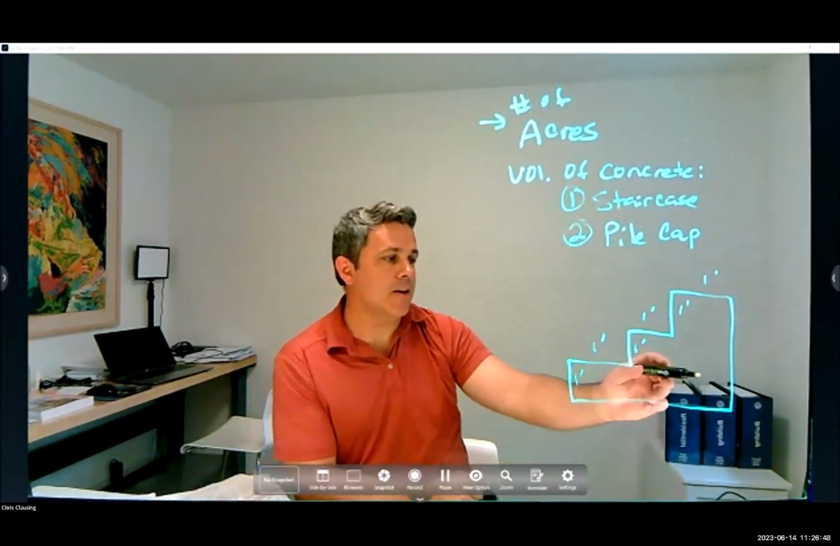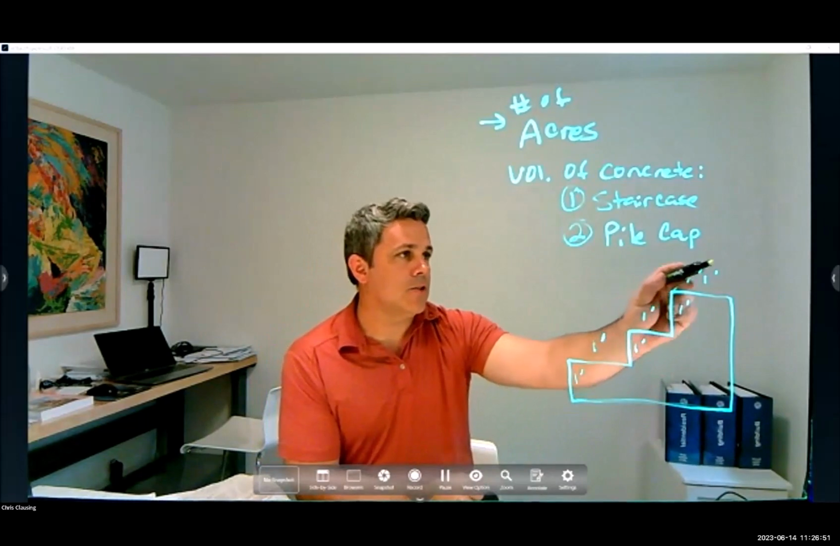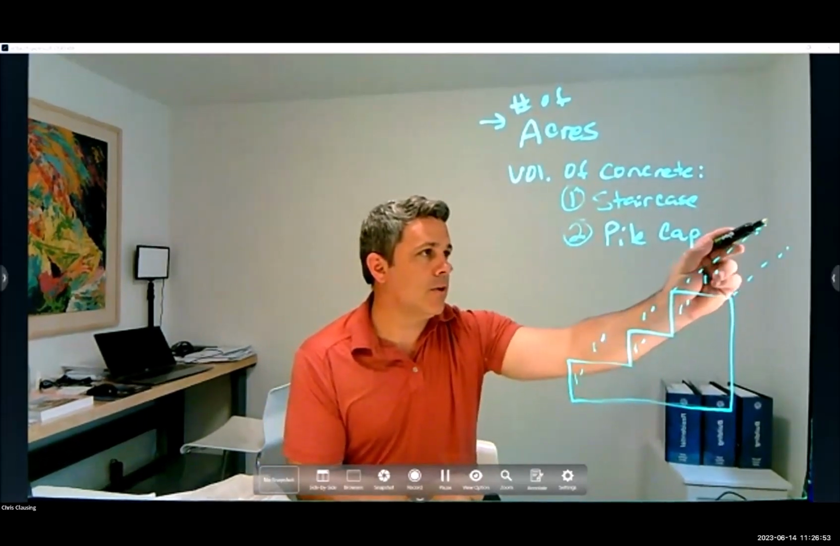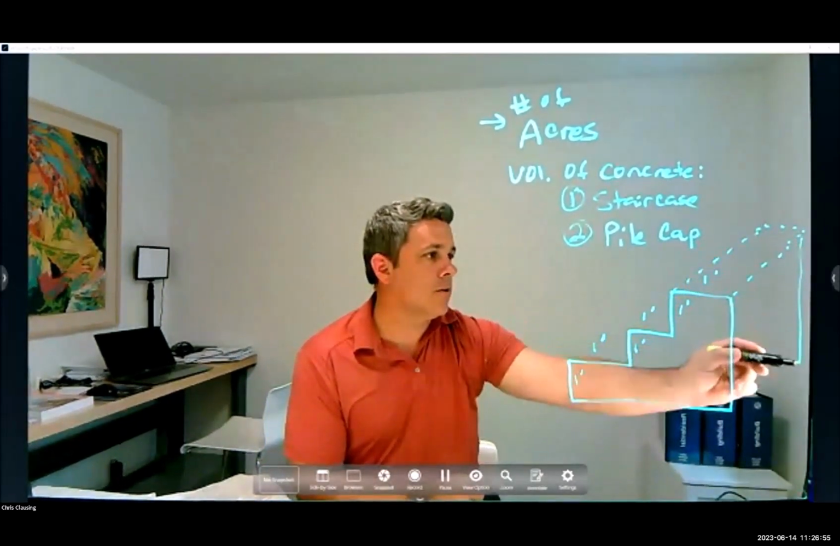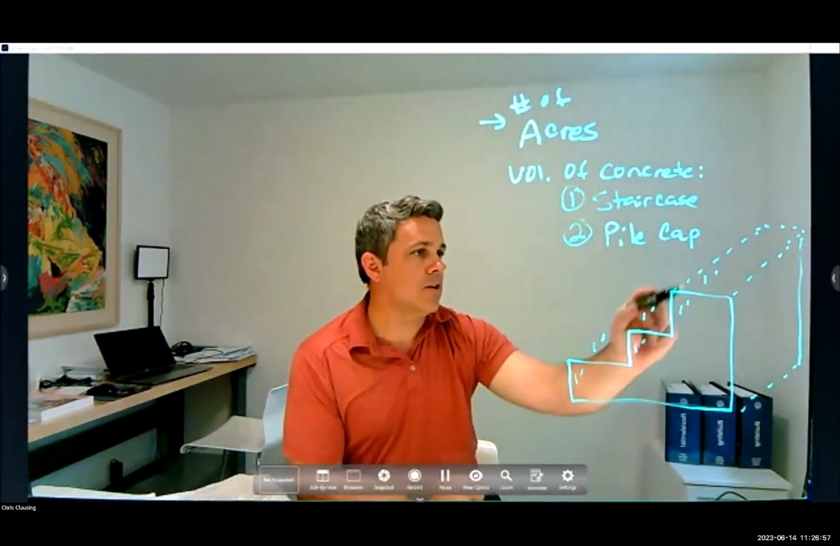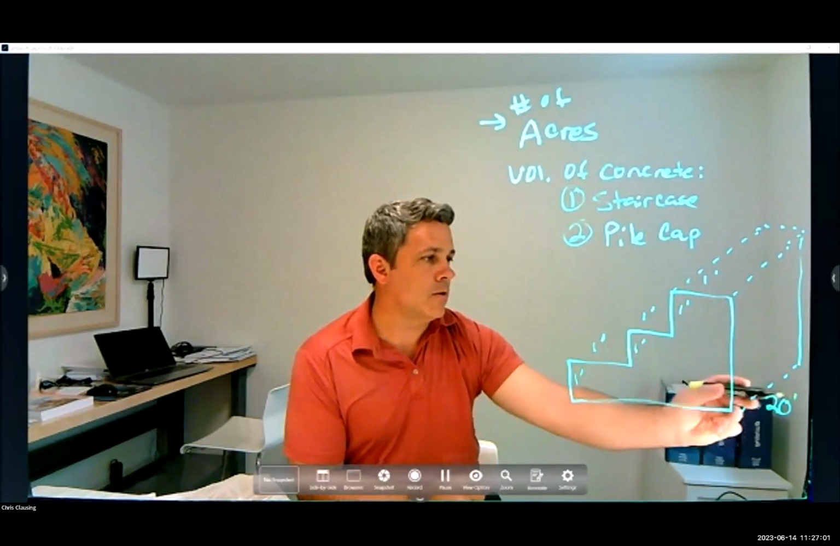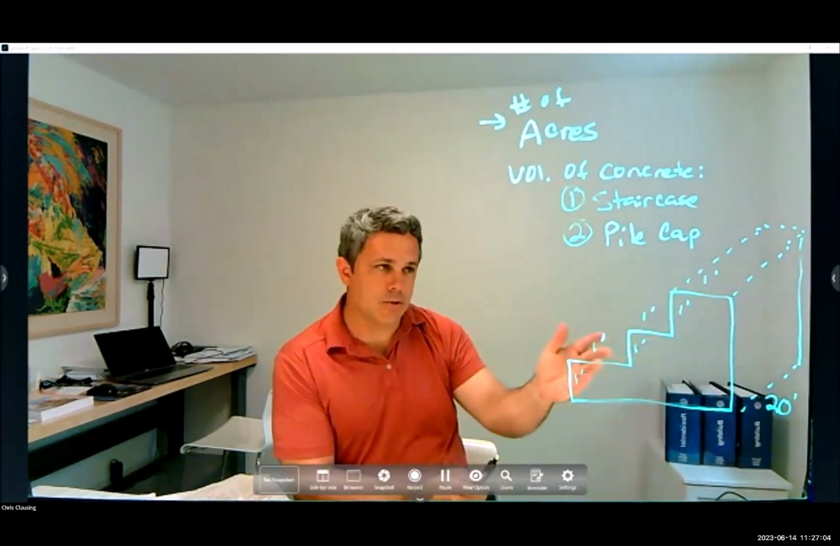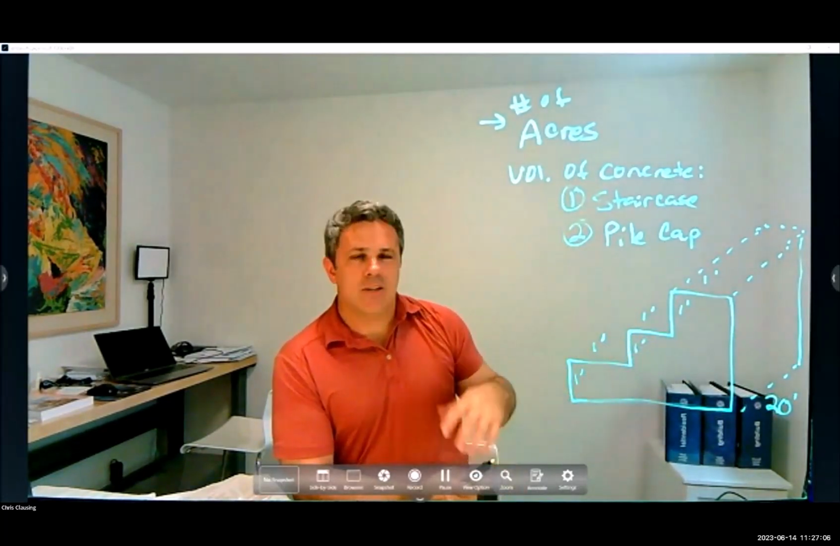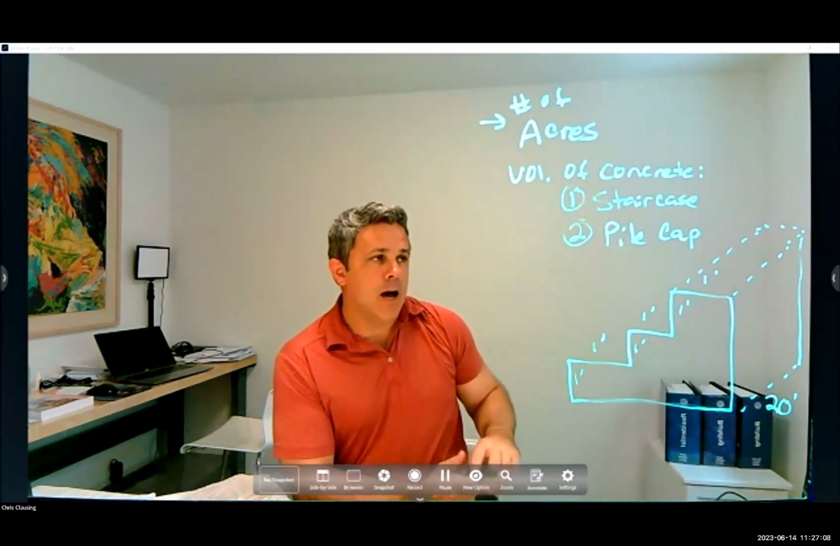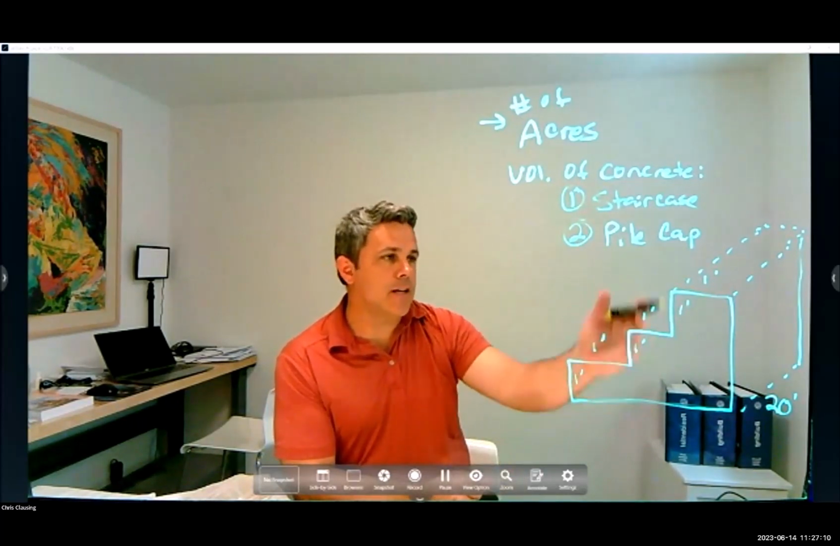And we want to calculate, and the staircase itself is, let's say, 20 feet deep. So how much concrete do we need for this? It's kind of an odd shape, right? This is not a standard shape that we can calculate.